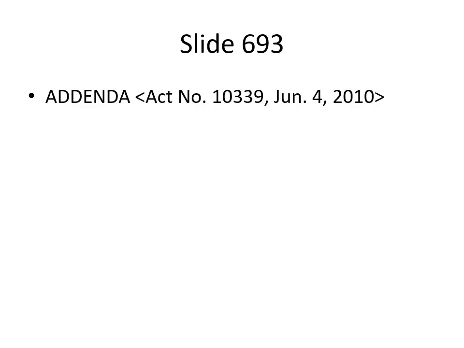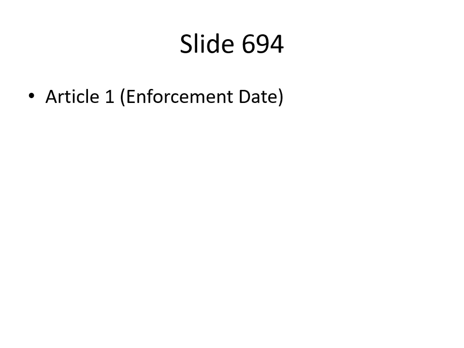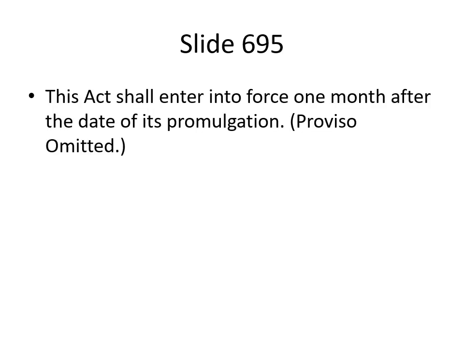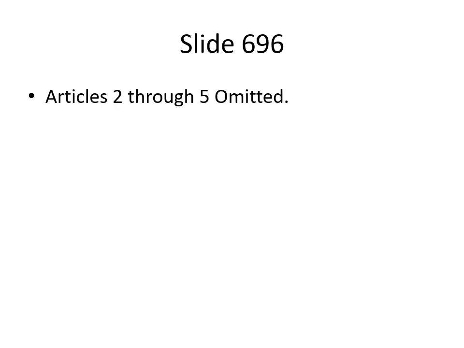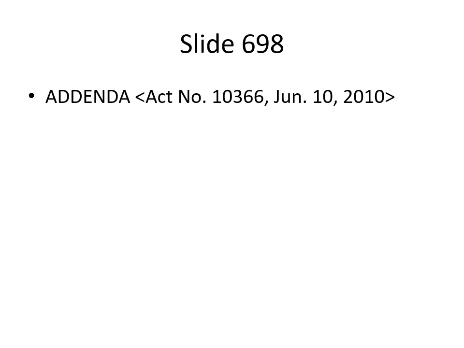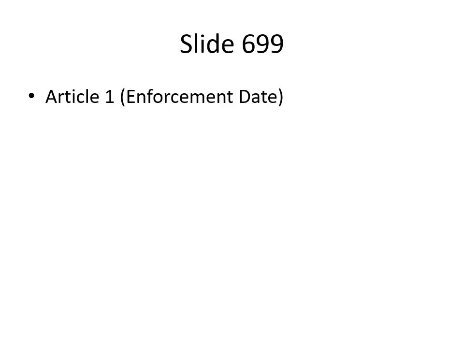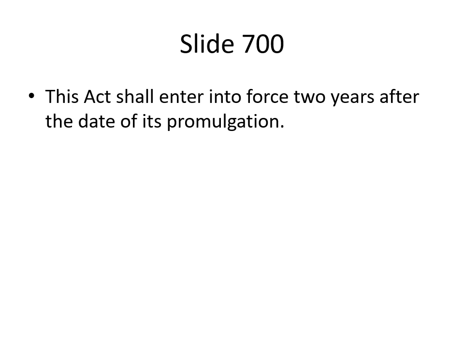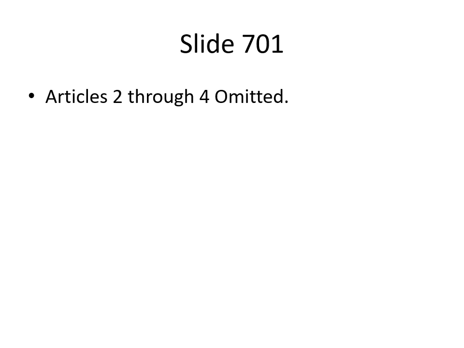Addenda, Act Number 10339, June 4, 2010. Article 1, Enforcement Date. This Act shall enter into force 1 month after the date of its promulgation. Proviso omitted. Articles 2 through 5 omitted. Addenda, Act Number 10366, June 10, 2010. Article 1, Enforcement Date. This Act shall enter into force 2 years after the date of its promulgation. Articles 2 through 4 omitted.